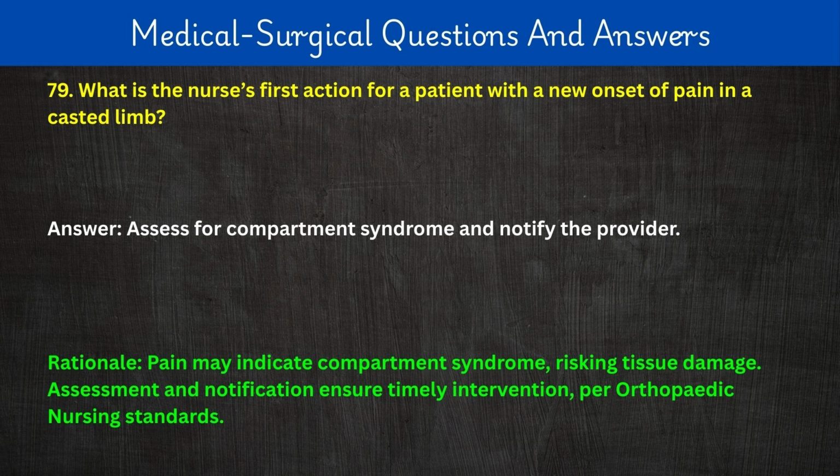79. What is the nurse's first action for a patient with a new onset of pain in a casted limb? Answer: assess for compartment syndrome and notify the provider. Rationale: pain may indicate compartment syndrome, risking tissue damage. Assessment and notification ensure timely intervention, per orthopedic nursing standards.